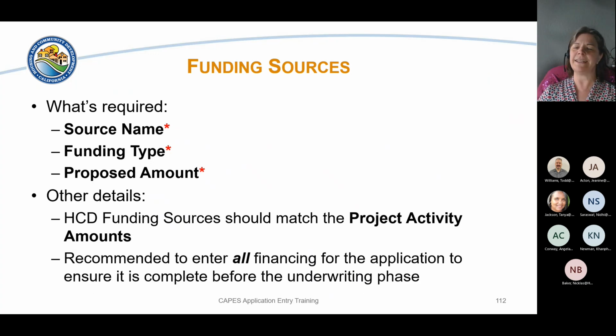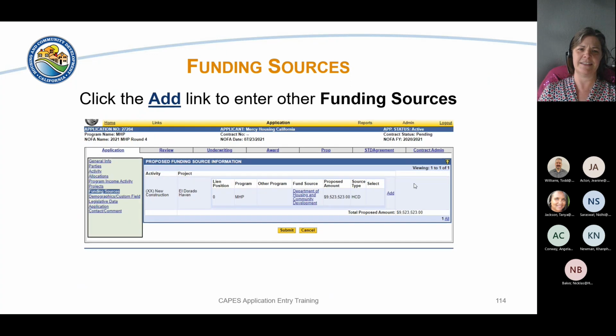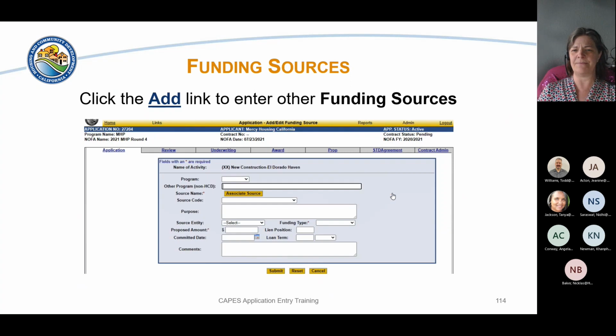And we really encourage, as tempting as it may be to jump over this section, this plays into financing and underwriting review. So we really encourage that this is fully populated in before it hits underwriting phase. So how we get this done, you'll notice that the funding actually comes in from that project activity. And then we get to add for each specific activity. It'll take us to here.